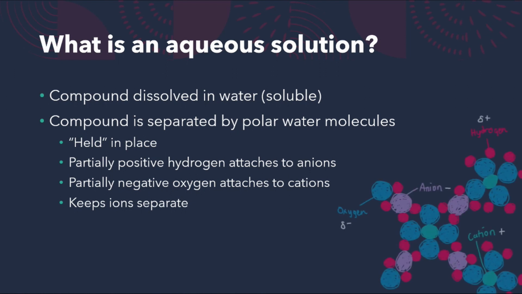Over here is a diagram of a general ionic compound being broken up into its cation and anion by the water molecules. As you can see, the anion is negative, so the partially positive hydrogen attaches to it, while the cation is positive, so the partially negative oxygen bonds to that.